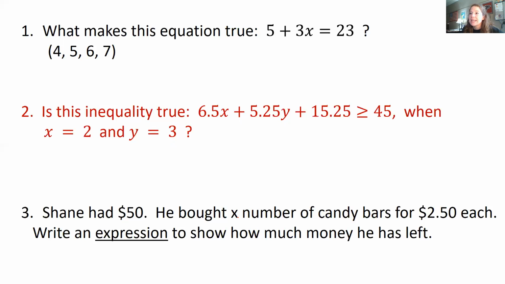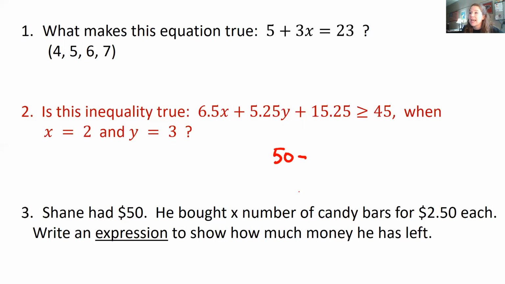All right, number 3, Shane had $50. He bought X number of candy bars for $2.50 each. Write an expression, expressions do not have equal signs, to show how much money he has left. So how much money does Shane have left? Well, we have to use how much Shane started with. And we see that he is buying candy. So is he adding to his money or is he subtracting from his money? Well, he's subtracting from his money.